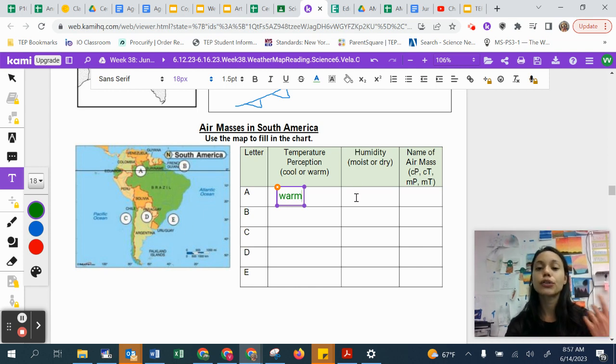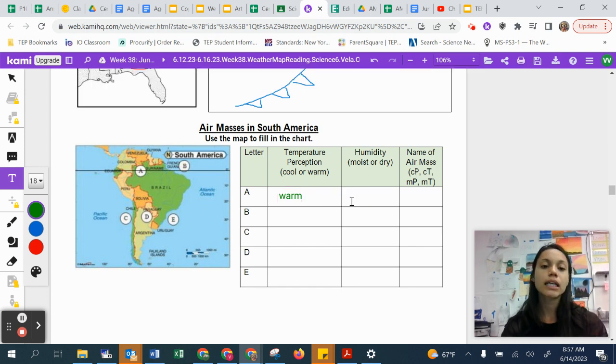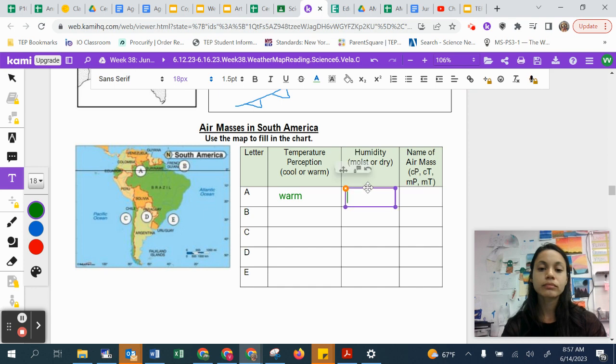You need to answer for humidity, and you need to answer with the name of the air mass based on the temperature and humidity. So for A, we know that it's warm. It's literally right on the equator. But what's the humidity? Is it moist or dry? It should be dry because it's over a continent. It's over land. So it's dry.